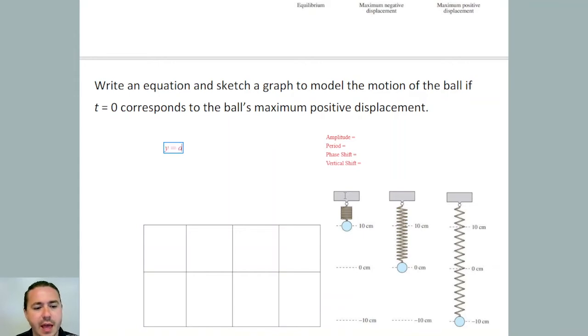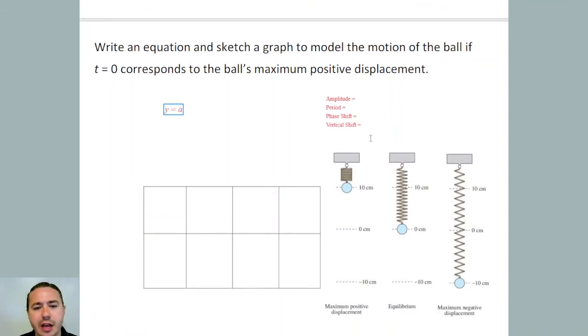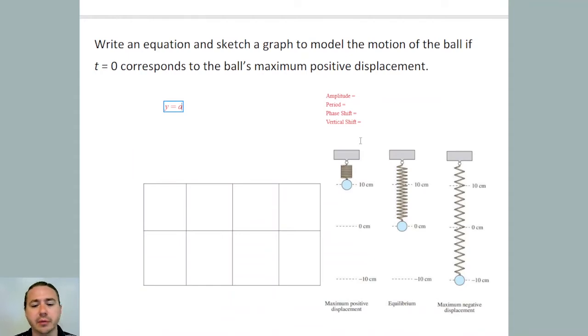The form that our equation is going to take here is y equals A times... Now, deciding whether it's cosine or sine depends on whether your object starts at equilibrium or starts at an extreme, like a maximum or minimum. So this says assume t equals 0, the beginning of the scenario, corresponds to the ball's maximum positive displacement. So the maximum positive displacement is where it's up here at 10 centimeters. That means we're going to start up here, and that indicates that we are going to use a cosine graph for this. So cosine of bx minus c plus d. This is just our generic format.